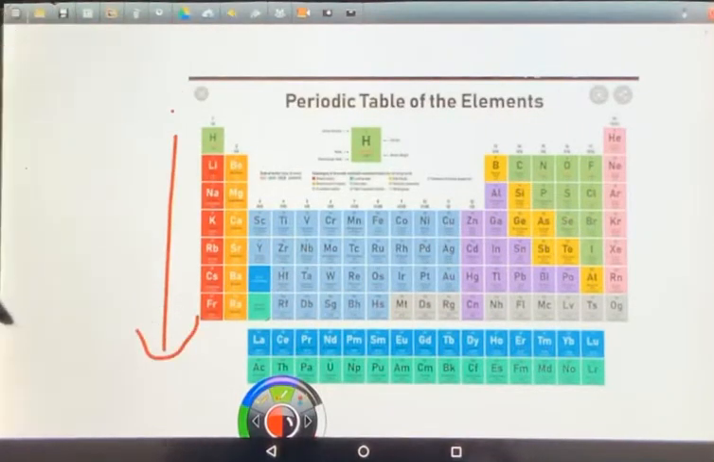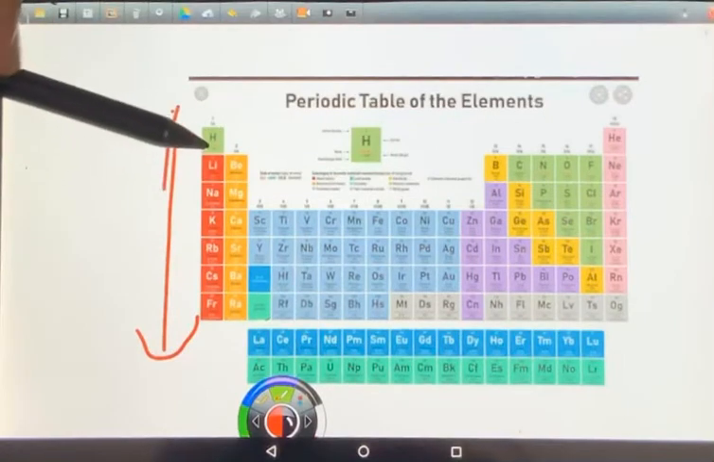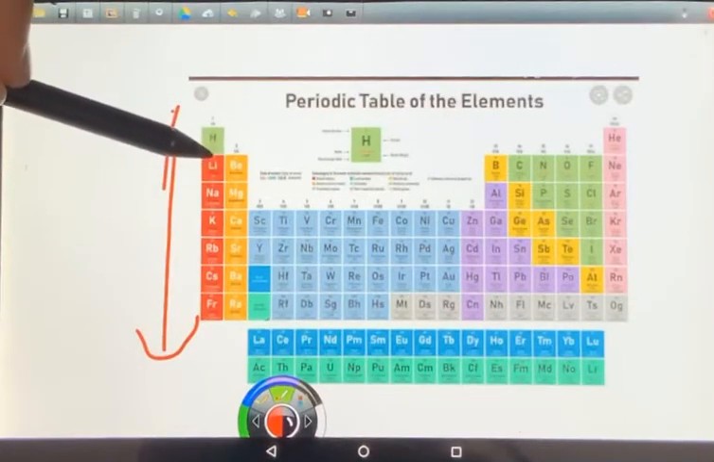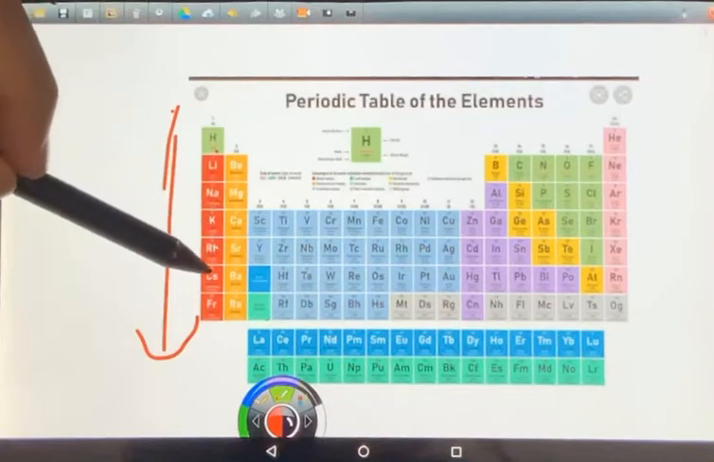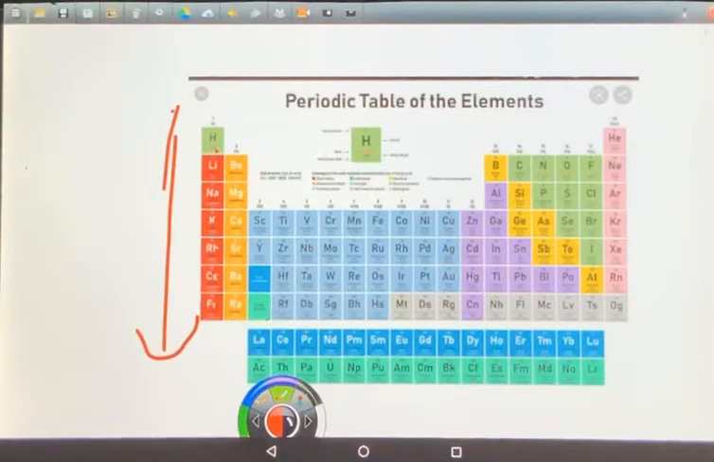जब हम नीचे जा रहे हैं ग्रुप में, we are actually crossing the periods. Here I am going down, this is period 1, this is period 2, period 3, period 4, period 5, period 6, period 7. Okay, this is one thing.